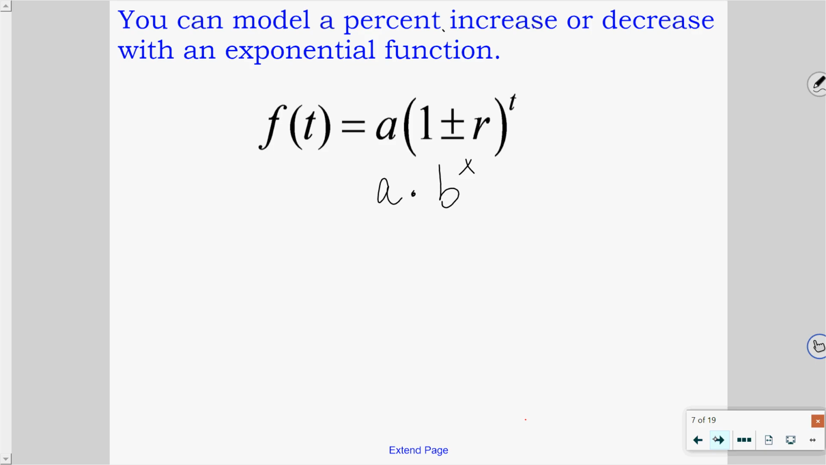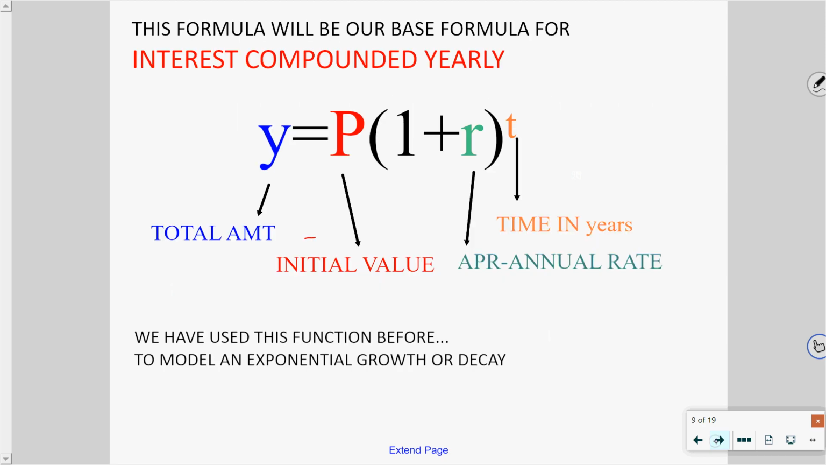Sometimes you're going to see this formula, instead of an A, you're going to have a big P. This big P stands for the initial value. So this is going to be your bank account. You start with $5,000, you keep it there, you gain some interest. It's going to be the value of your car. It's how much you buy the car for, and then it looks at depreciation.